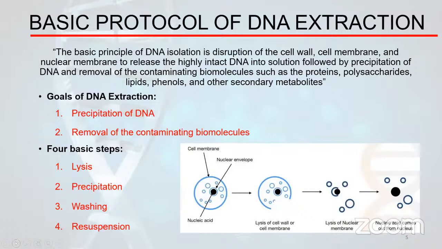So now let's go to the basic protocol of DNA extraction. The DNA exists inside the nucleus, right? The nucleus is already covered by a nuclear membrane, and the nucleus is present in the cell, which is protected by the cell membrane and in some cases, a cell wall. So in order to obtain the DNA from the cell, first we have to disturb the cell wall or cell membrane in the case of animal cells, so that the cell content is released from the cell, and then we can lyse the nucleus further, and the DNA is now available in the solution.